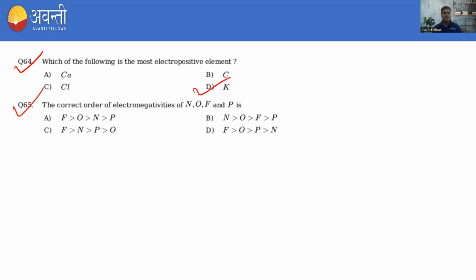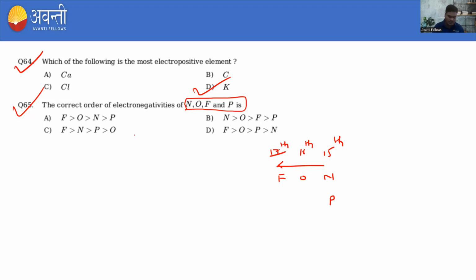Now, the next question: the correct order of the electronegativity of N, O, F, and P is, right? They're asking about electronegativity. So we know that this is F, O, N, and this is P. This is from the 15th group, this is from the 16th group, and this is from the 17th group. As we move from left to right in the periodic table, that is from group 15 to 17, the electronegativity value increases. So the most electronegative element is no doubt fluorine.